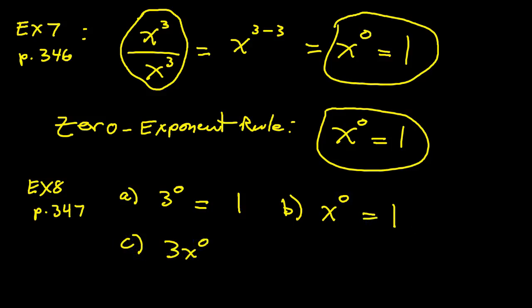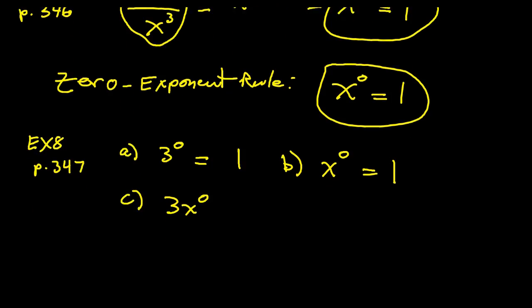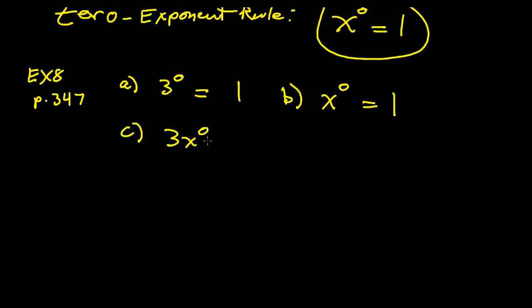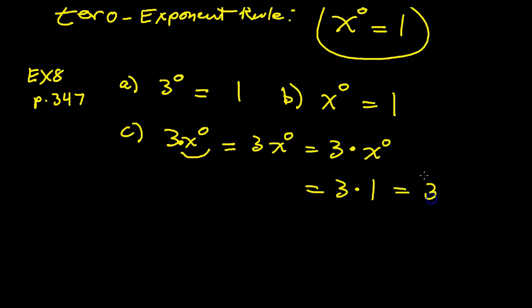3 times x to the 0 power. Well, that exponent does not see the 3 in this operation. There's an order of operations that says do the exponent expression first and then worry about the implied multiplication here. So let me rewrite that. 3x to the 0 power is really equivalent to 3 times x to the 0 power. x to the 0 power is going to be 1, so 3 times 1 is, of course, equal to 3. So beware that 3 doesn't go along for the ride with that exponent operation.